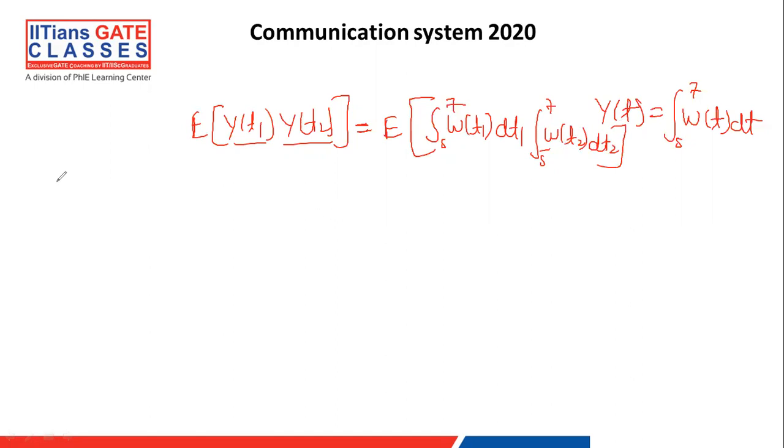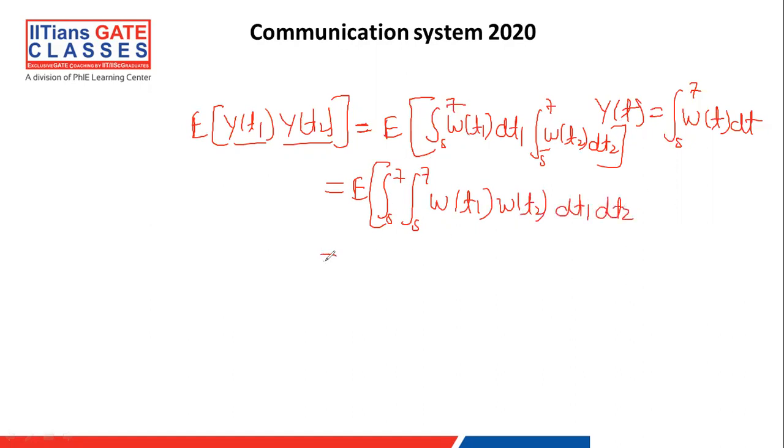Now let's write it as the expected value of the integral from 5 to 7, 5 to 7. These two integrations I'm just bringing closer, and w(t1) w(t2) dt1 dt2. We can further write it as the expected value of the integral from 5 to 7, 5 to 7. Let's take this expected value inside: w(t1) w(t2) dt1 dt2.